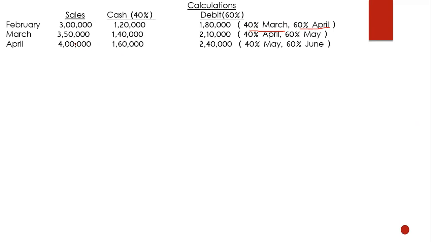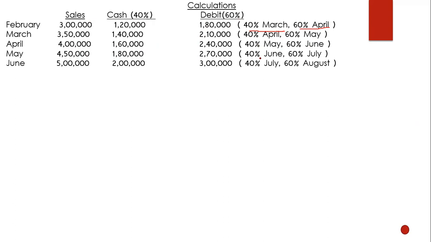For April, 4 lakhs, 40% of 4 lakh is 1 lakh 60,000 and 60% of 4 lakh is 2 lakh 40,000. So 40% will come in May and 60% will come in June. May sales is 4 lakh 50,000, so 40% is 1 lakh 80,000 and 60% is 2 lakh 70,000. 40% payment will come in June and 60% in July.